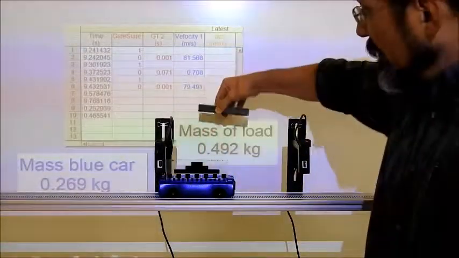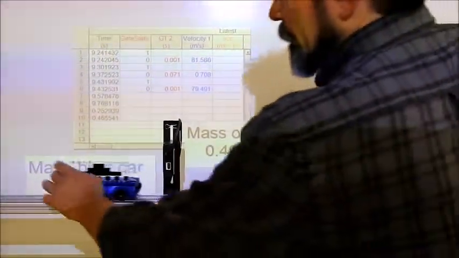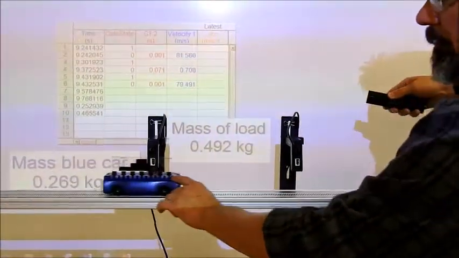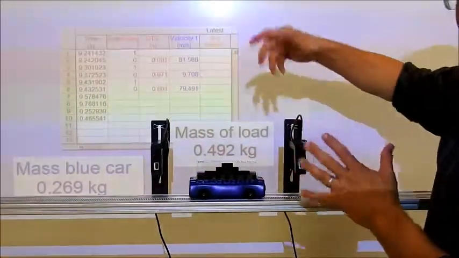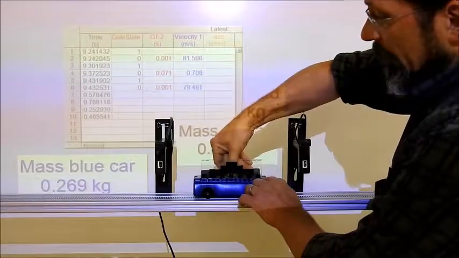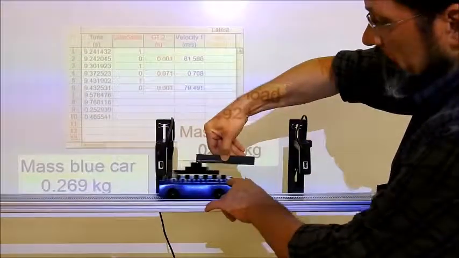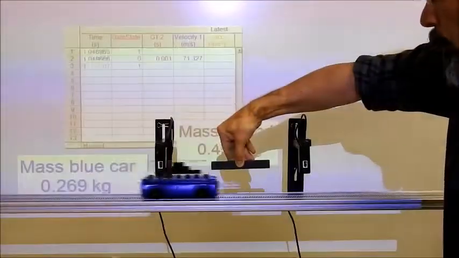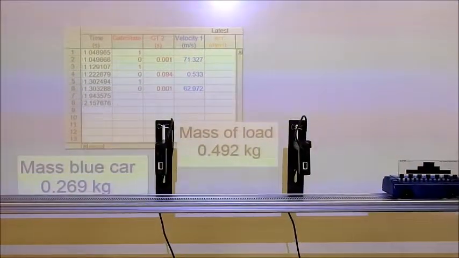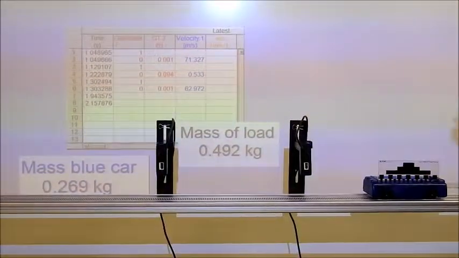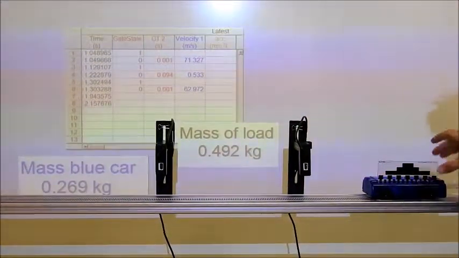We're going to take the load here, which has a mass of 0.492 kilograms. And while the blue cart is rolling across like this, it is going to be dropped into it. Now it's probably not going to land as perfectly as that, but we'll give it a shot. I'm going to make an effort to just keep my hand here and have this roll towards me. So like that, and have it keep rolling. Okay. That doesn't look too bad. We've got a speed right here of 0.533. So see if that works for you.